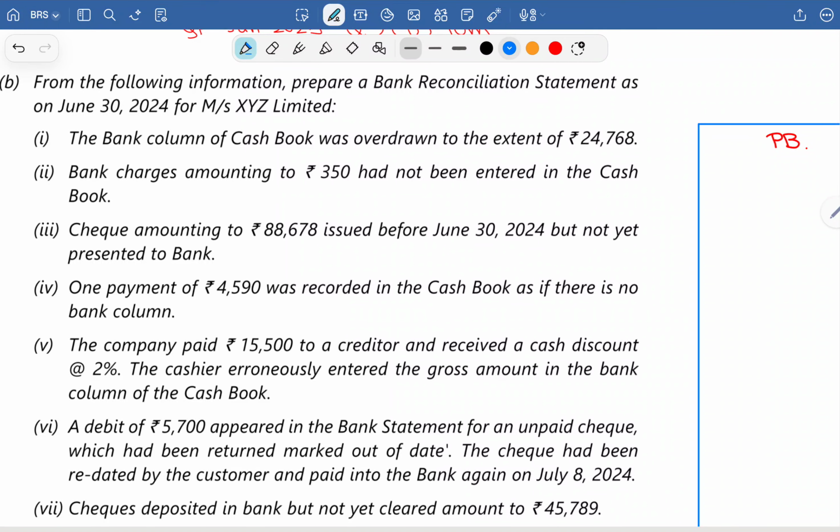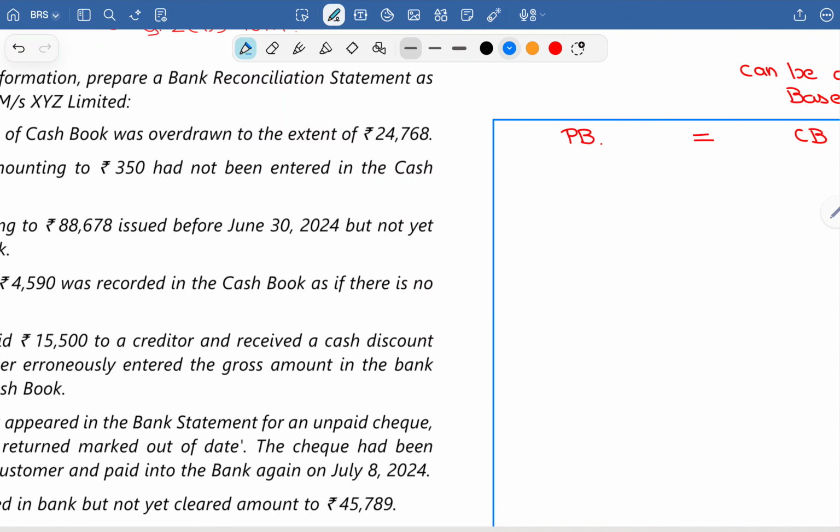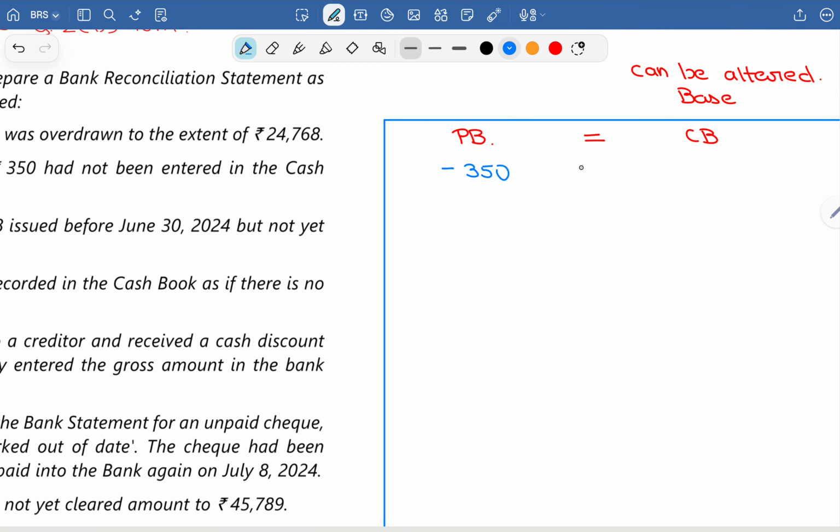Bank charges amounting to rupees 350 had not been entered in the cash book. Bank charges, it is an expense for the business. Because of this expense, which is already entered in the passbook but not entered in the cash book, in my passbook the balance has decreased. It has become minus 350. Right?